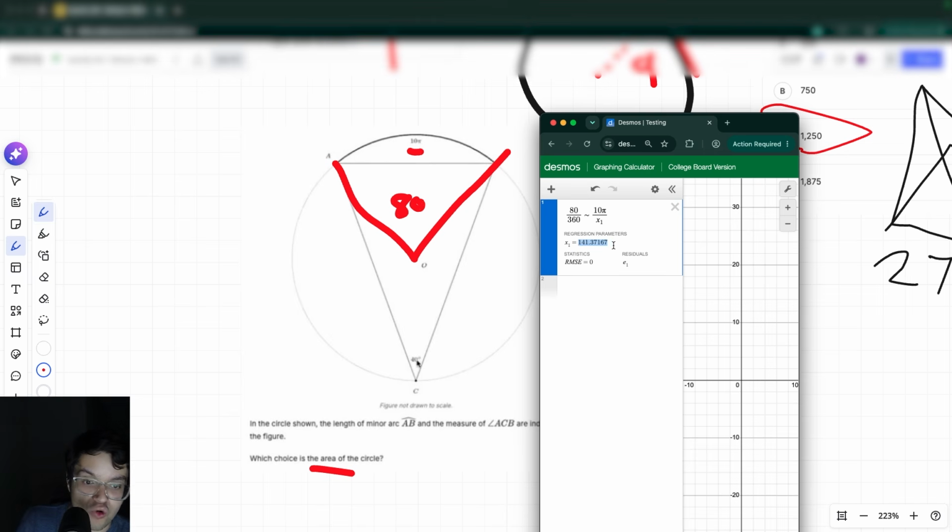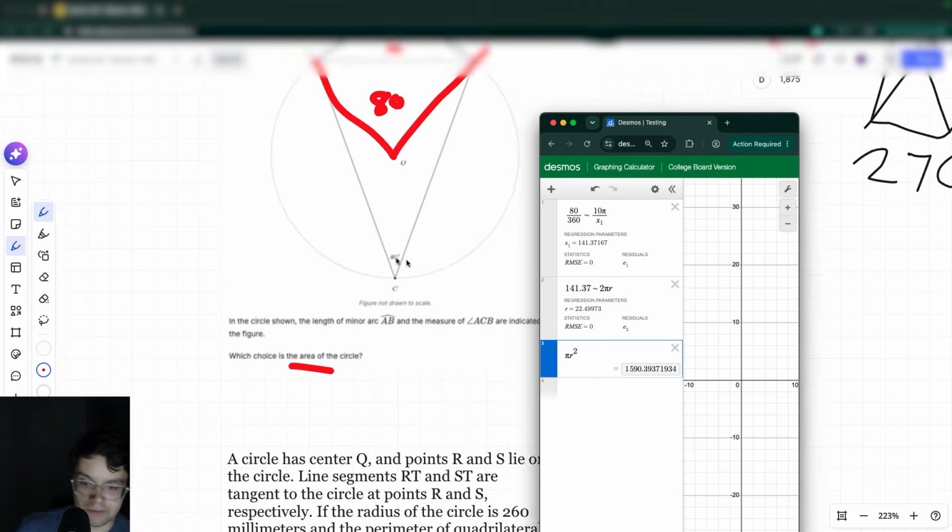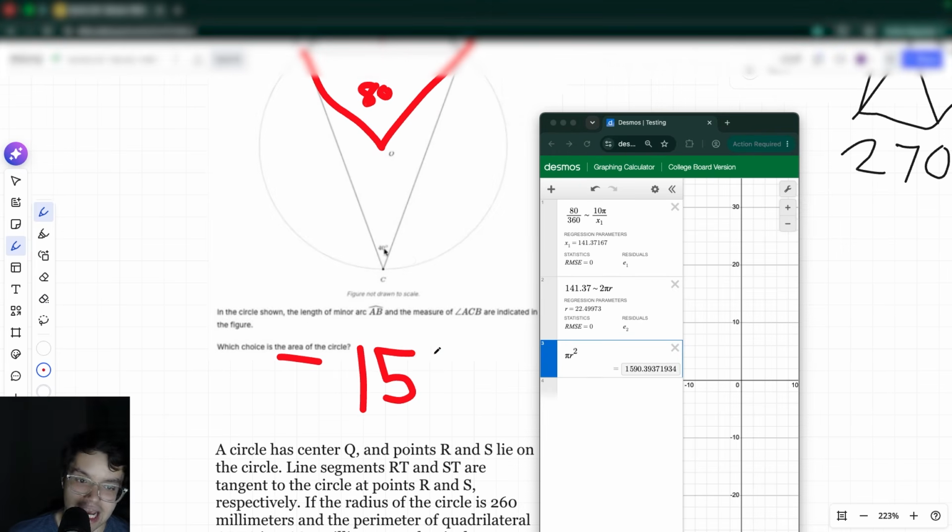So we know the full circumference of this is 141.37. So I can then do 141.37 again and do 2 times pi r. We now know the radius is that. And then with that, we can find the area of the circle, which is just pi r squared, which we get is 1590. So yeah, 1590 should be the answer for this one as well.